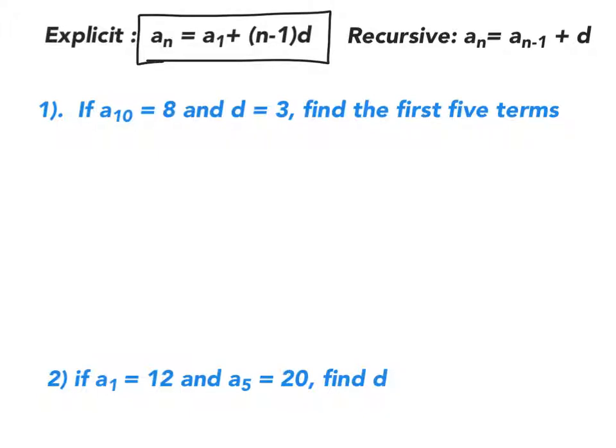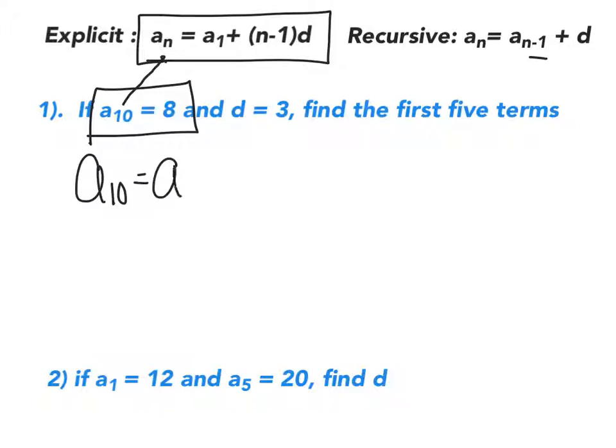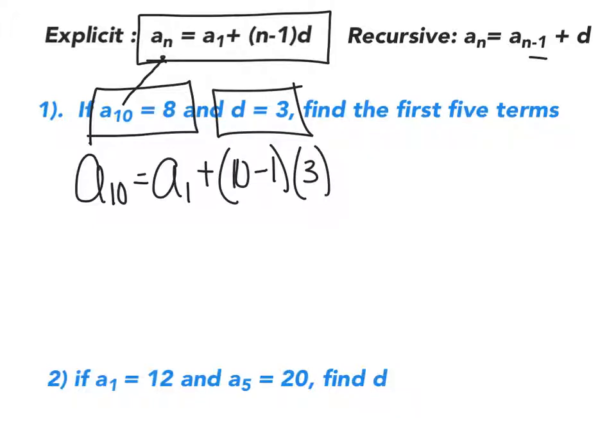Notice it didn't say anything about a previous term or a given, so I'm not going to use recursive right now. I know a sub 10 equals 8, so I'm going to replace all my n's with the number 10. So a sub 10 equals a sub 1, which I don't know, plus there's an n, so 10 minus 1, times the difference, which I know is 3. Now a sub 10, I already know that answer is 8, so I get 8 equals a sub 1 plus 10 minus 1 is 9 times 3.